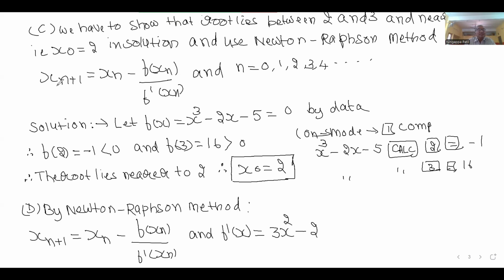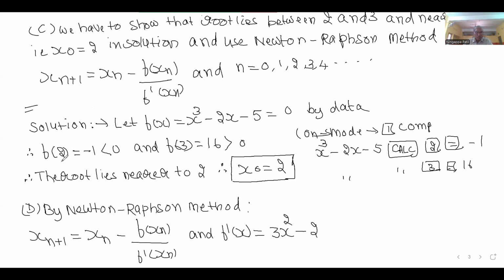Newton-Raphson method is x n plus 1 equal to xn minus f of xn divided by f dash of xn, n equal to 0, 1, 2, 3, 4. Now, actually, the real solution starts, my dear students. This is in rough; you do all these things. Now, let f of x be x cube minus 2x minus 5 equal to 0 by the data.